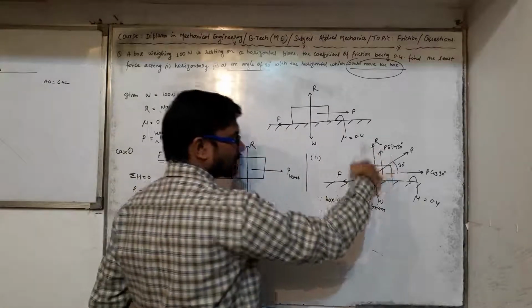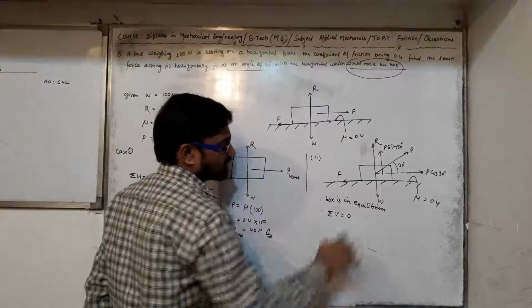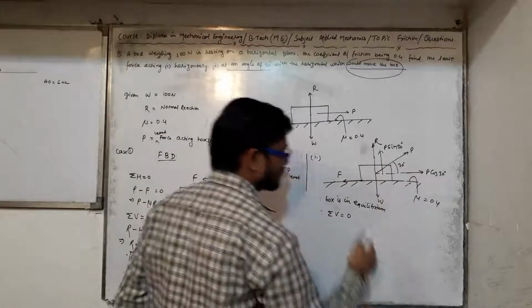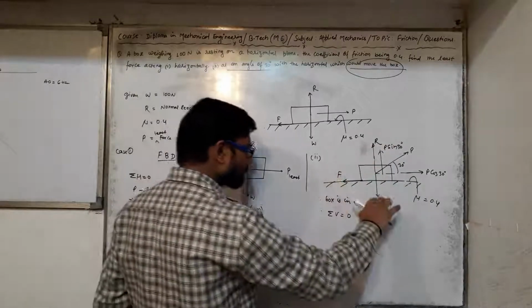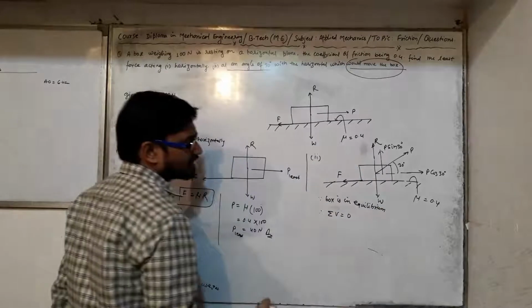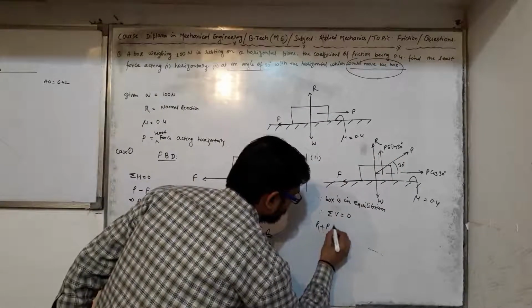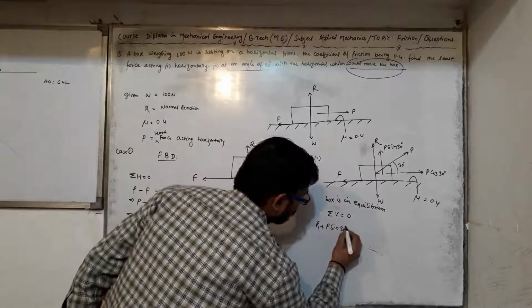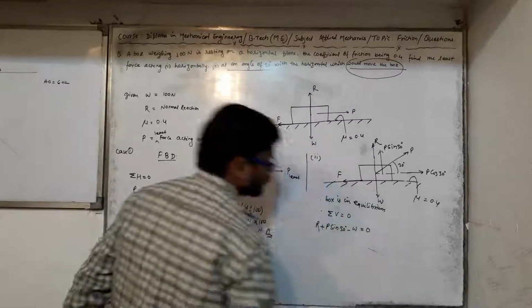Here there are three forces: two forces acting in the upward direction and W acting in the downward direction. So the summation of all of them is equal to 0. By taking a sign convention, I am taking vertical forces as positive, and the force acting in the downward direction is taken as negative. So R plus P sine 30, and W is acting downward, hence minus W is equal to 0, isn't it?